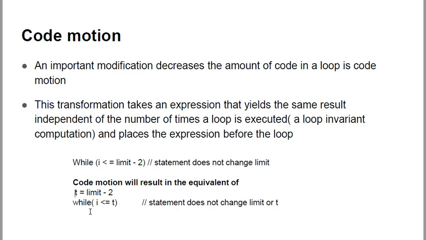If the value of limit is changed inside the loop, that is a different thing. But if it's not changed inside a loop, the limit value remains same, then we need not calculate limit minus 2 always at the beginning of our entry of a loop. It can be stored in another variable.